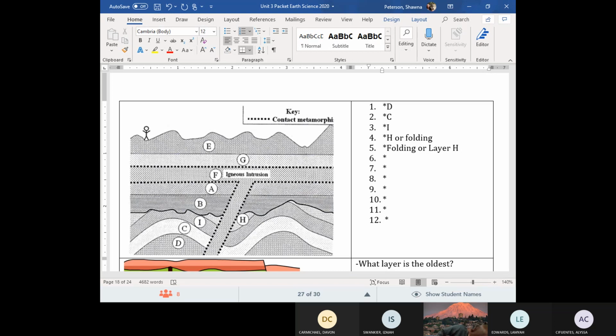Thank you. All right. So folding or layer H, and H or the layers being folded, are kind of what we could do. Those are interchangeable, so both are acceptable. What came after layer H or the folding? What came after this? Nope. Good. Jeremiah got it. The erosion.